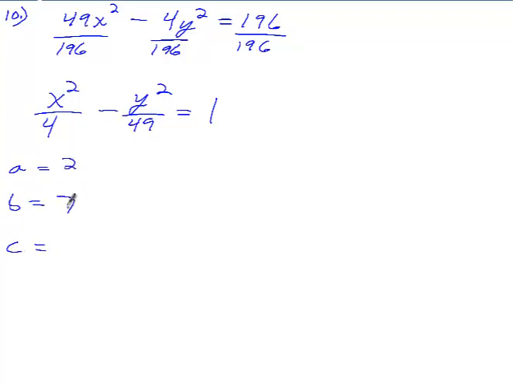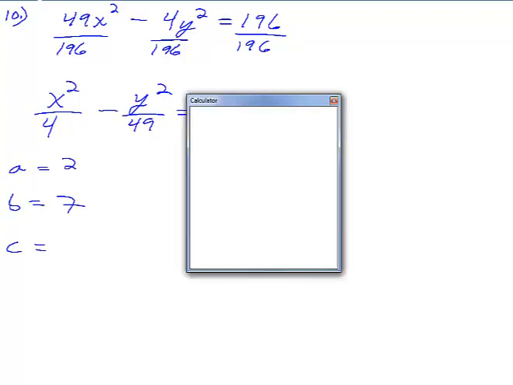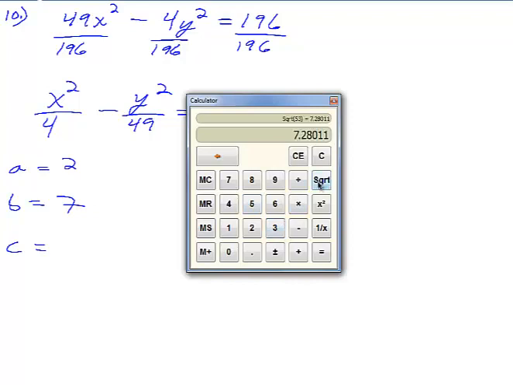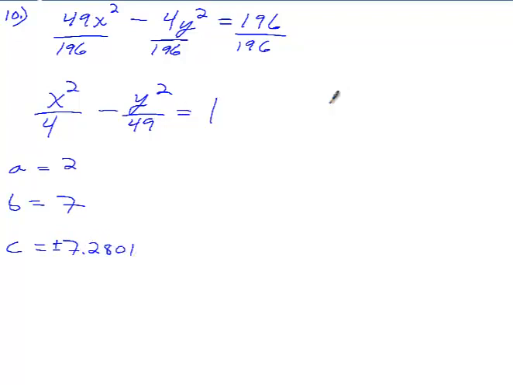A is 2, b is 7. Everybody good with that? All right, c. C is going to be the square root of 4 plus 49, so that's the square root of 53. So the square root of 53 is 7.2801. So you get plus or minus 7.2801. Any questions on a, b, c, yes or no?